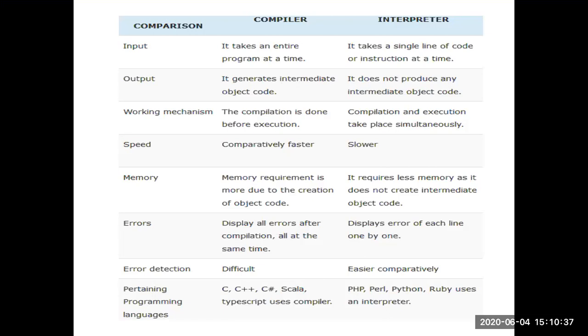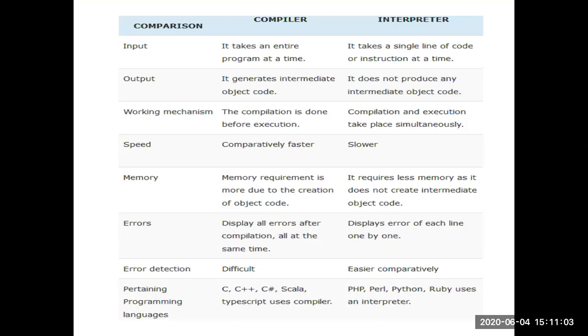Next, when we come to the memory requirement point, compiler also wants more memory when we compare with interpreter. The reason is, in case of compilation, some intermediate object code is generated, which is not generated in case of interpreter. So in case of compiler, some extra memory is required for storing that intermediate object code, which is not required in case of interpreter.